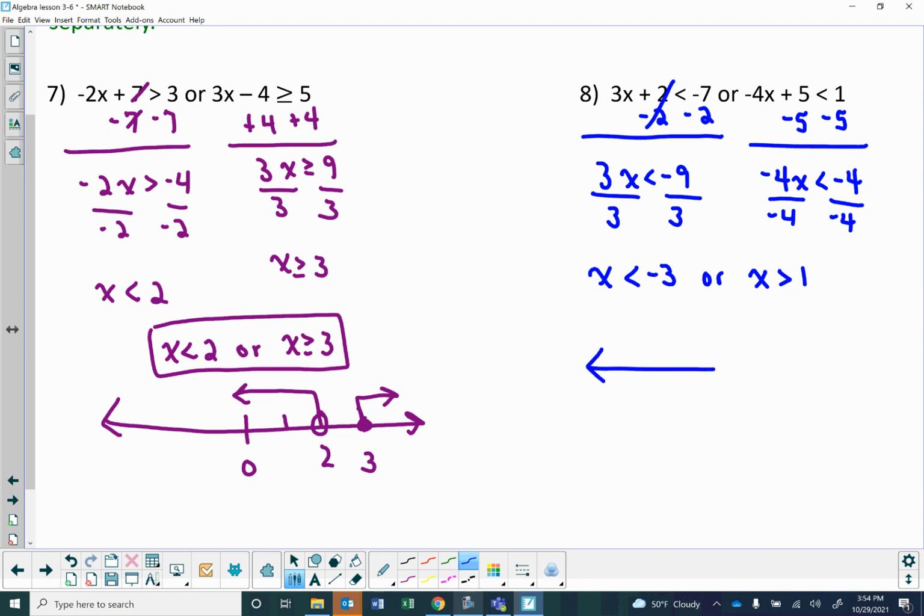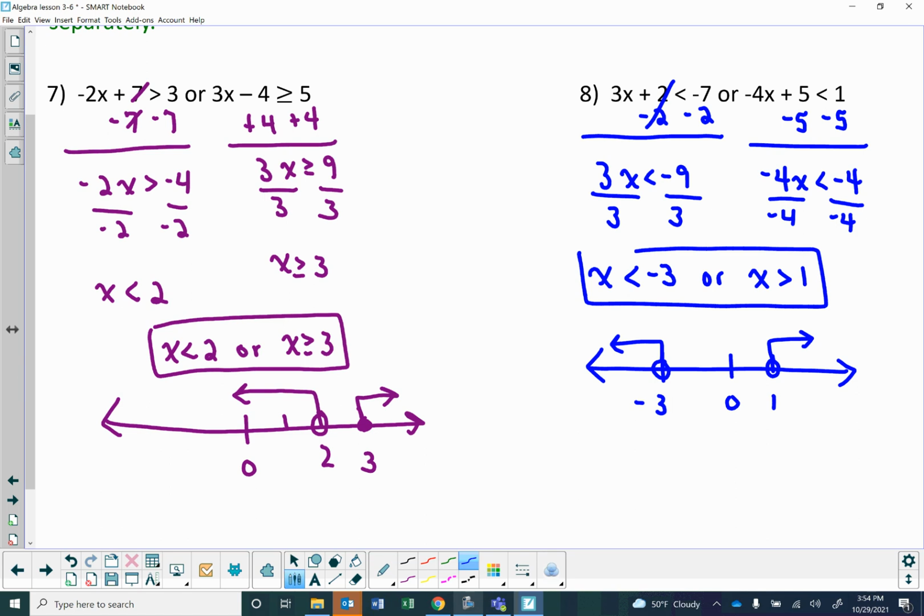So here we would draw our number line. If I have a negative 3 here, let's say we have a 0 here and a 1 here. X is less than negative 3, open circle at negative 3 with a line that goes to the left. Greater than 1, open circle at 1 with a line that goes to the right. And that's how you do your compound inequalities when they have an or.